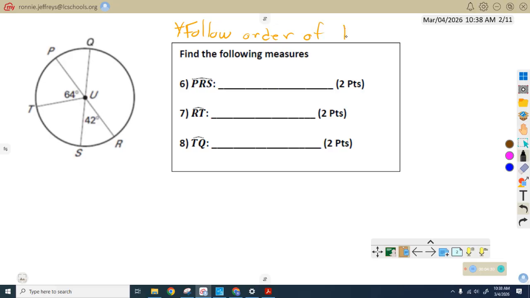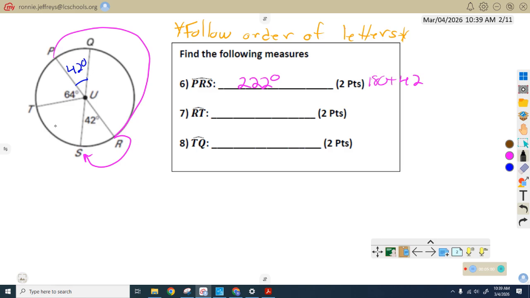Order of letters. All right, so PRS. This would be 180 because PR is 180, plus 42. So this would be 222 degrees. This is 42. RT, this is from here to here.